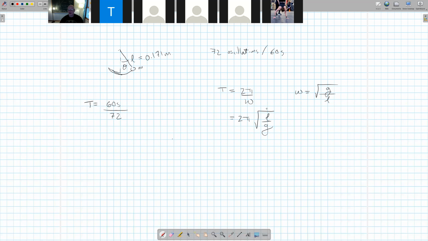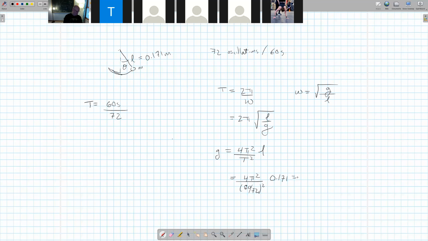So since we know the length of the chord, we know the period now. From here, the only thing we can do is solve for g. What is the acceleration? So let's square both sides and solve for g. This says that g is going to be equal to 4 times pi squared divided by the period squared, all times the length of the string. So let's put all that in. It's going to be 4 times pi squared divided by 60 divided by 72, quantity squared, times 0.71.